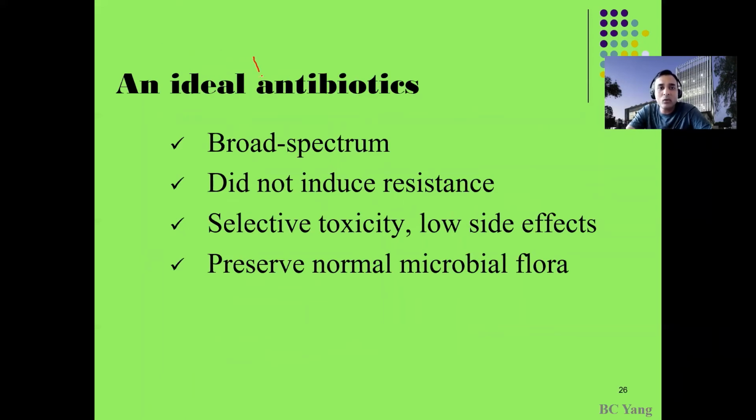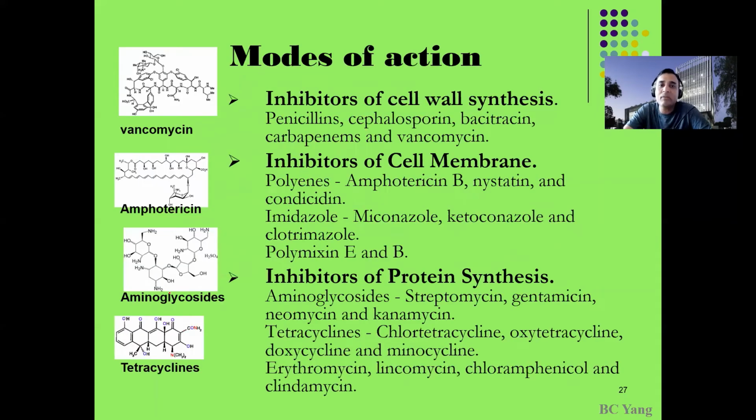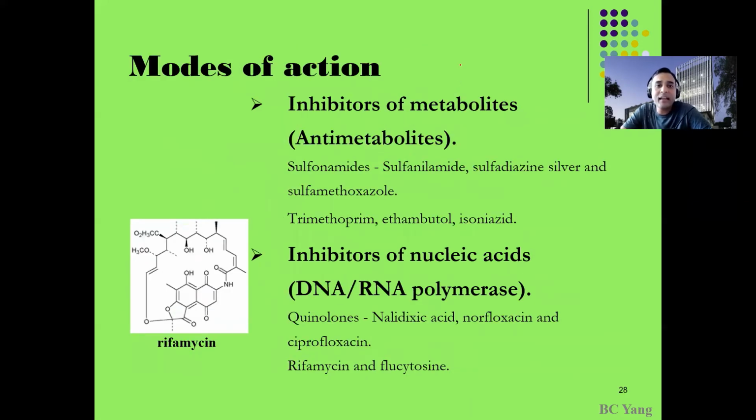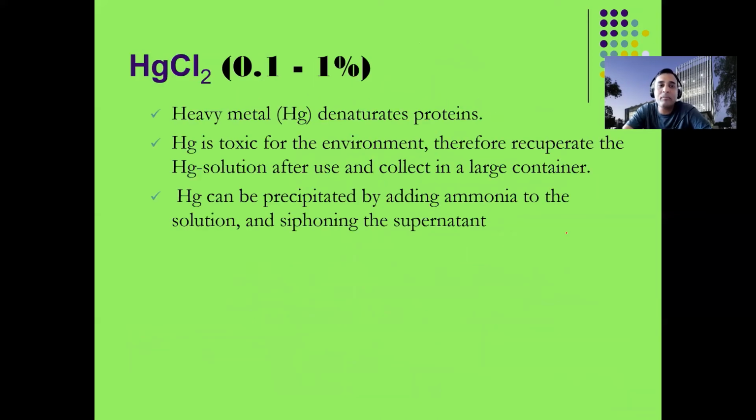If you are using them, obviously use the broad spectrum ones. They do not induce resistance, they are selectively toxic, and they preserve normal microflora. Depending on the antibiotic, I never use them. I'm not going to give you any details about each of the antibiotics used in the tissue culture lab; you have to read about it. They are inhibitors of protein synthesis, of the cell membrane, and of cell wall synthesis. So these are three categories. Some inhibit metabolites, and some inhibit nucleic acids. So in total you have five categories.